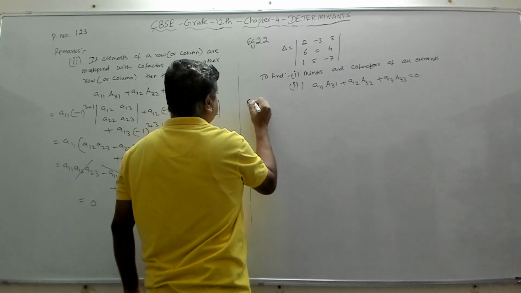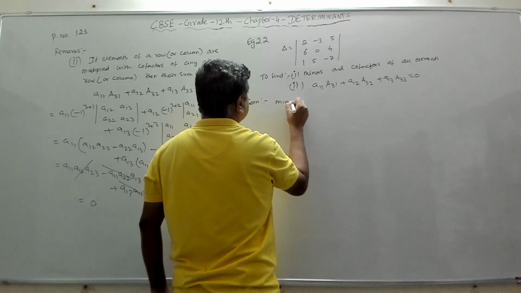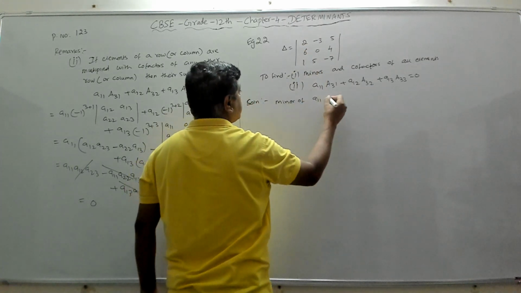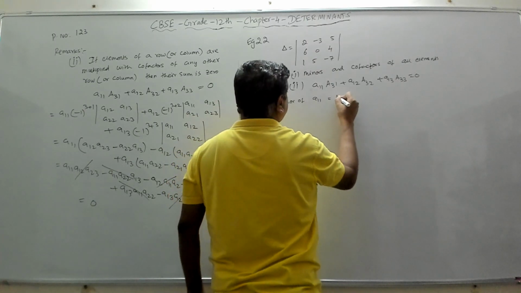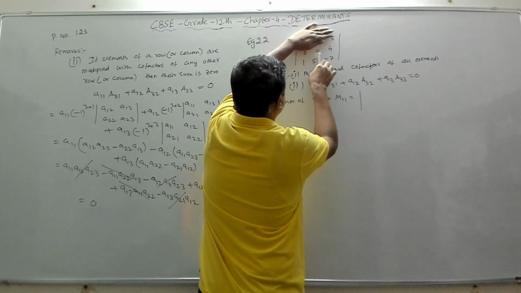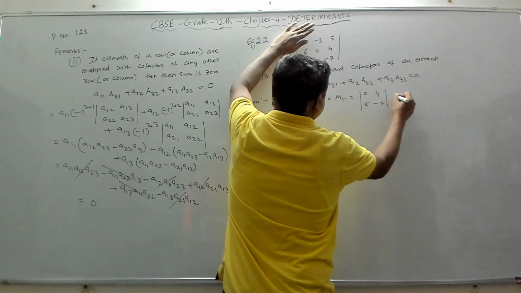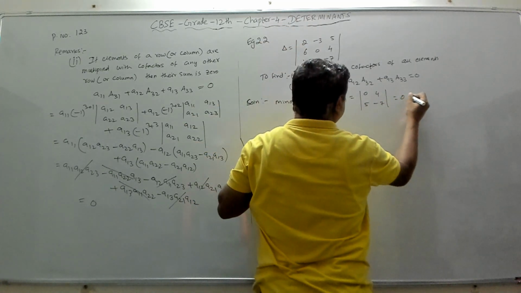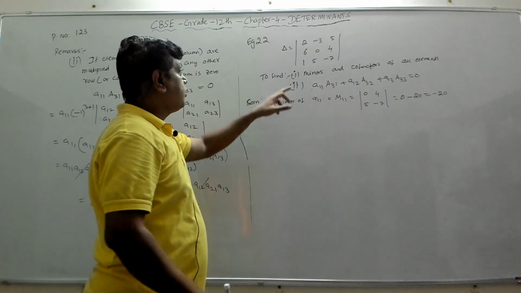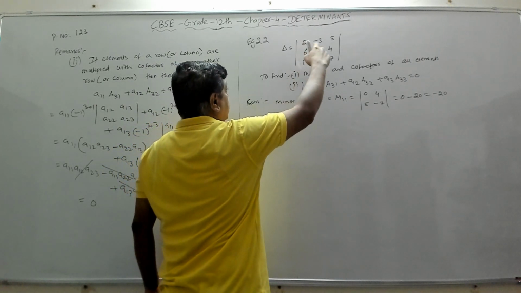Fine. So the solution is, we'll find the minor of a11, which is this element 2. That is M11, equal to the determinant. We close this particular row and this particular column, and we get 0, 4, 5, minus 7. That is equal to 0 into minus 7 is 0, minus 5 into 4 is 20. So the answer is minus 20. So the minor of a11, which is 2, is minus 20.